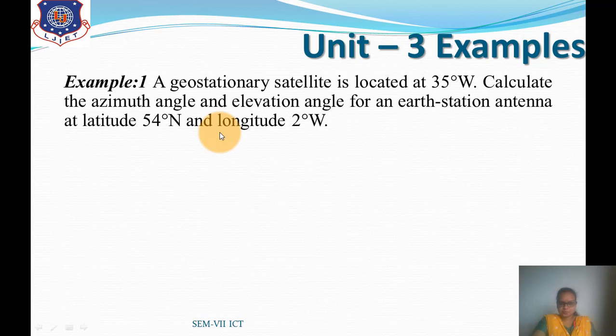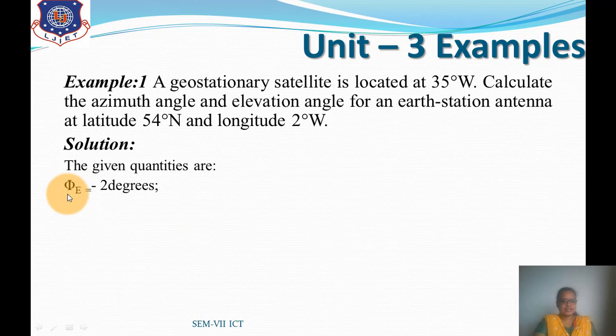Now the given quantities are, first, phi e, that is the longitude of the earth station. Make sure that you do not change this denotation, right? The denotation should be as it is. So the longitude of the earth station, denoted by phi e, is equal to 2 degree west. Longitude is in east or west, right? So if it is west, the value will be denoted as negative. So negative longitude means it is in the west direction.